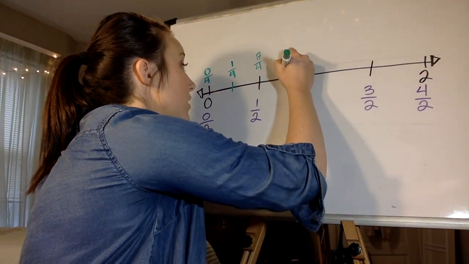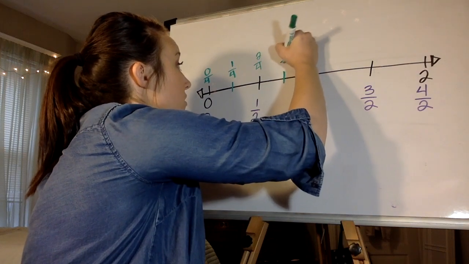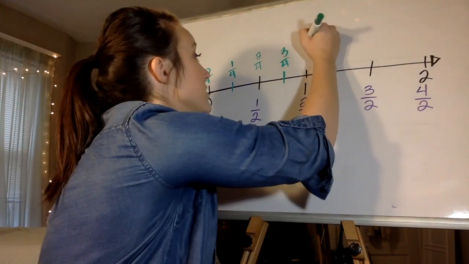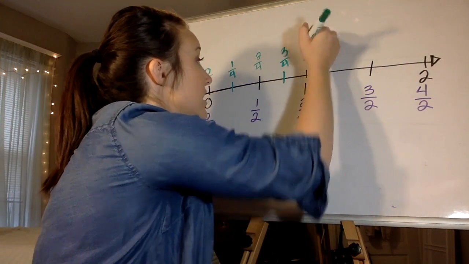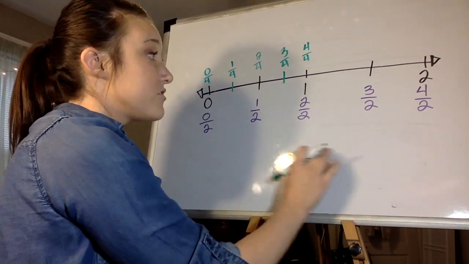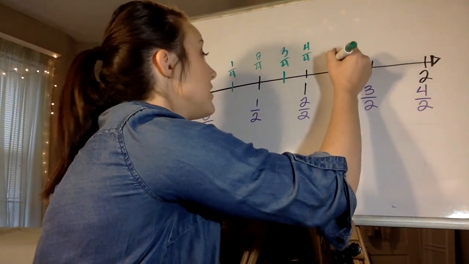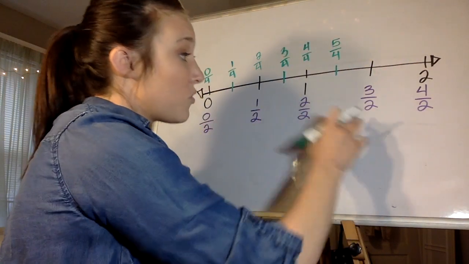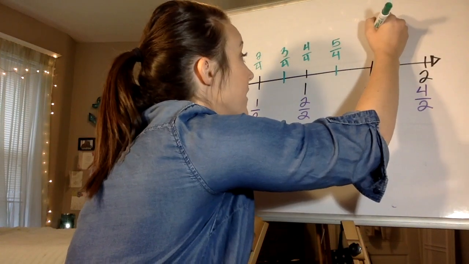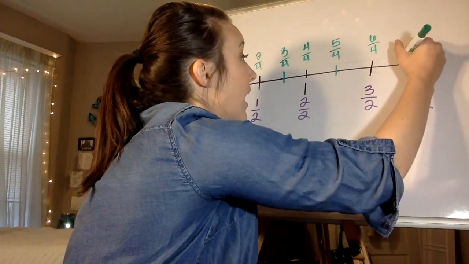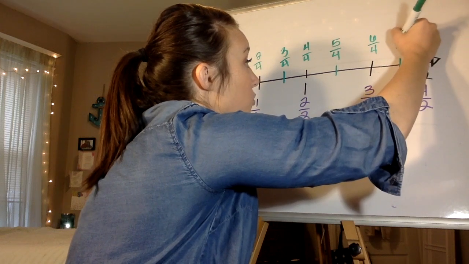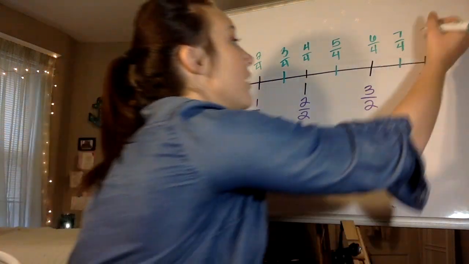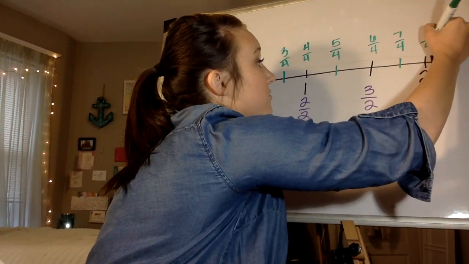I need one more unit fraction to get 3/4. So 1 whole, adding 1 unit fraction is going to be 4/4. But I'm not done there. What I do from 0 to 1, I also need to do 1 to 2. So I'm going to keep going, and I will add another unit fraction to get 5/4. Right where my 3/2 is, I will have 6/4. I need 1 more to make 7/4. And then 2 wholes, adding 1 more unit fraction, I will end up with 8/4.